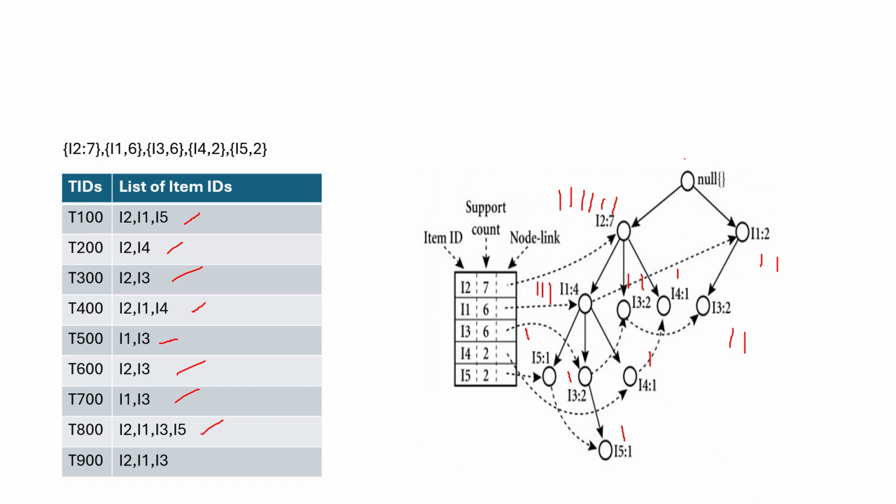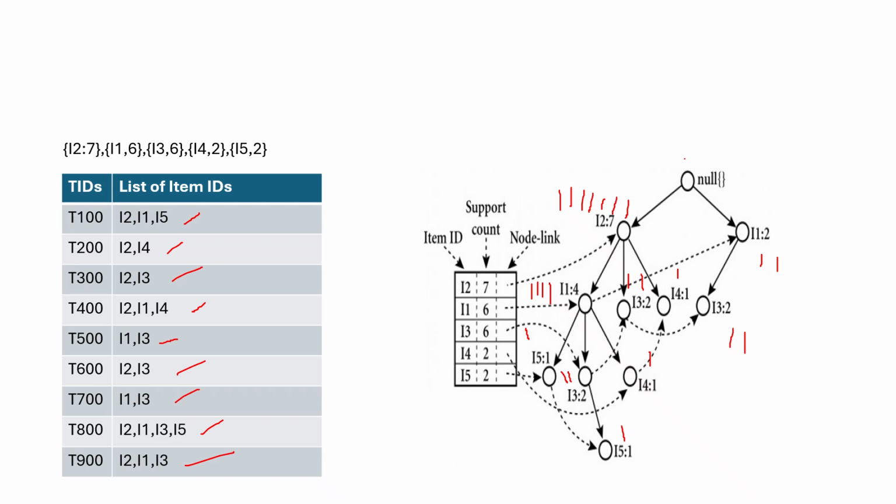Then T900, you have I2, I1, I3. So let me check I2, I1, I3. Just now we drew this. So we have I2, I1, and then I3. Now all the transactions we have completed. Fine. So now we have drawn the FP growth tree also.